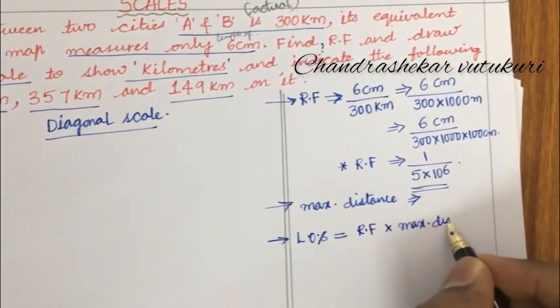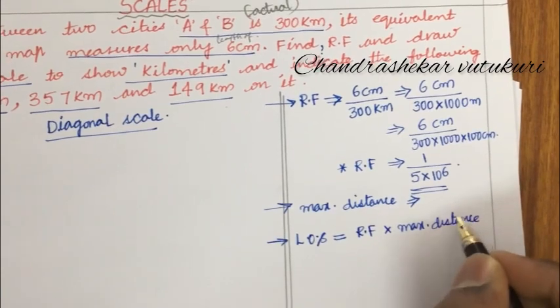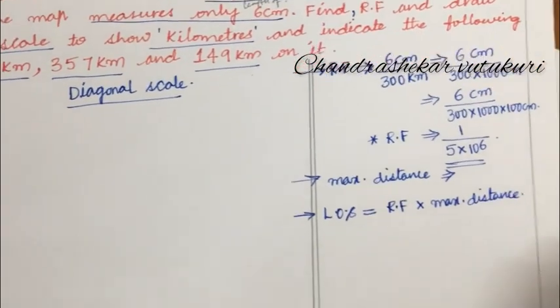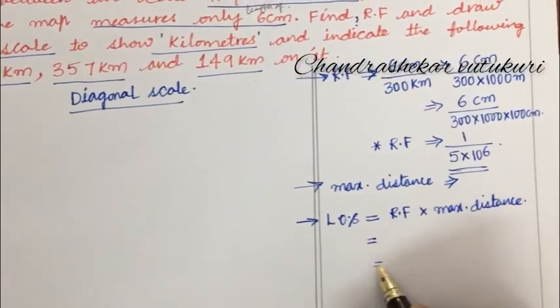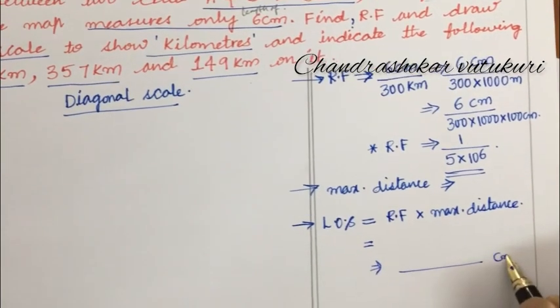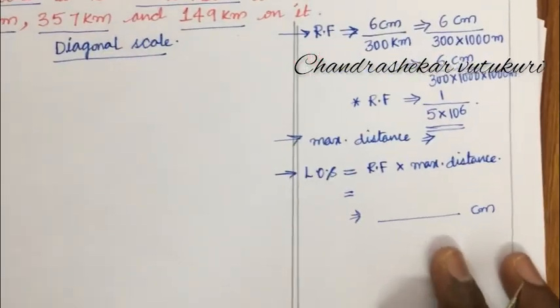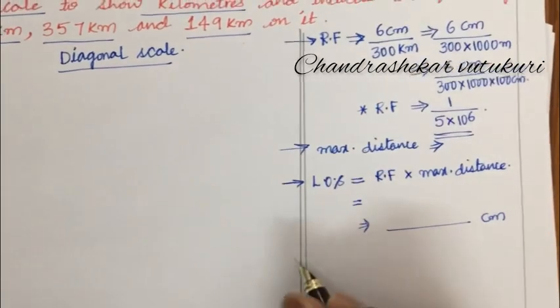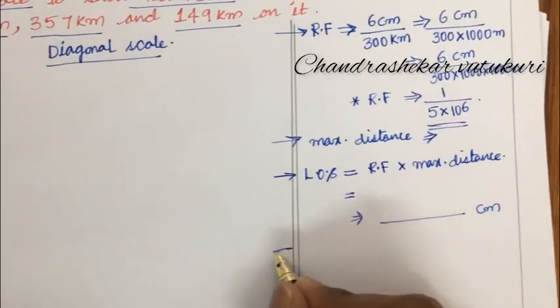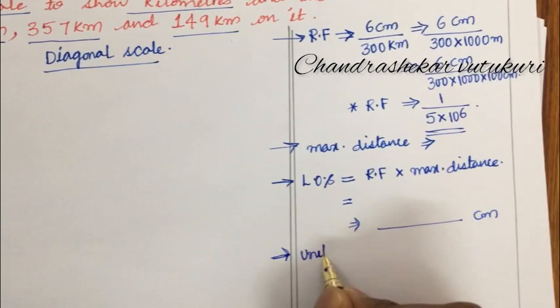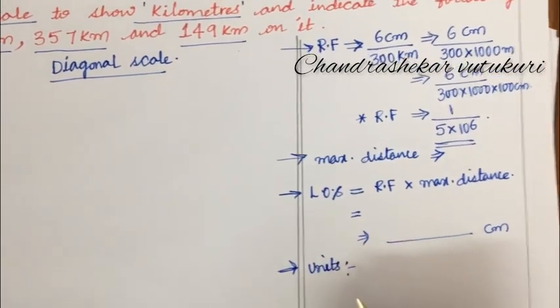But the maximum distance is not given in the drawing. So, let us see what the maximum distance would be, and we will try to calculate this in centimeters once we come to know the maximum distance. Later, I told you to work out the units, isn't it, dear students? What are the units given in this scale to work out and measure?